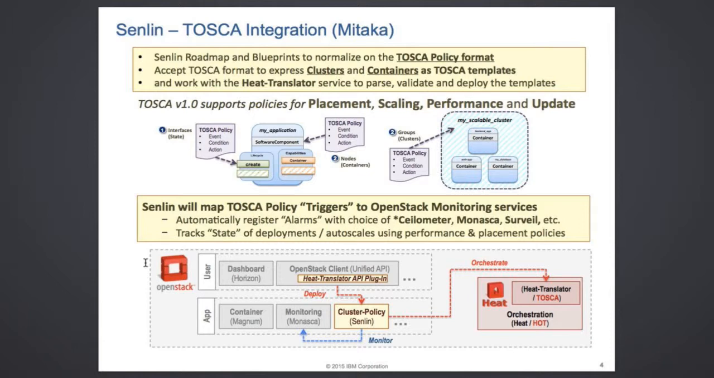Again, an important thing to point out here is that Senlin will map the Tosca policy constructs to triggers within the Senlin service and allow for the plug-in to various different cloud monitoring services. Like in this example, we have mapping triggers to Monasca, but we have examples for Ceilometer right now, and you can envision examples for Surveil or Kilo Eyes, any of the numerous other cloud monitoring services that you have within OpenStack.